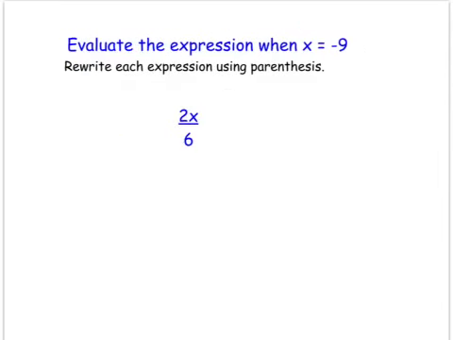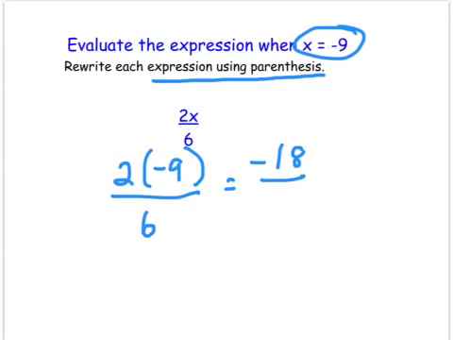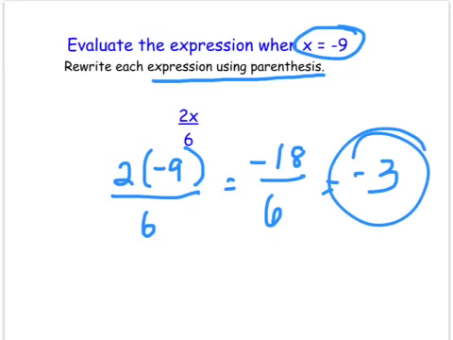Alrighty, we're going to do one more together. Evaluate the expression when x equals -9. Now what I'm going to do is, again, I have to rewrite each expression using parentheses. So I'm going to write 2, parentheses, what goes in there? -9 over 6. Okay, using my order of operations, I'm going to start at the top, and I'm going to get 2 times -9, -18 over 6, and when I divide that, I get -3.